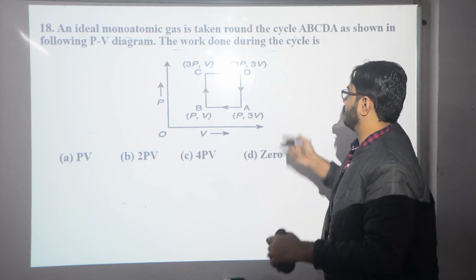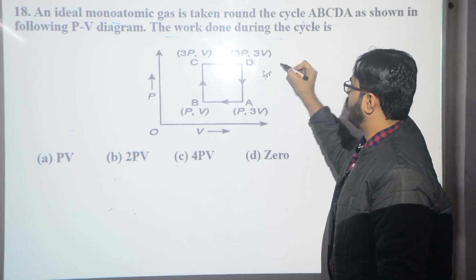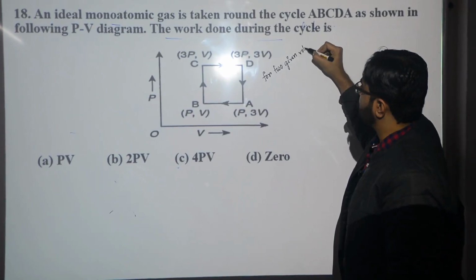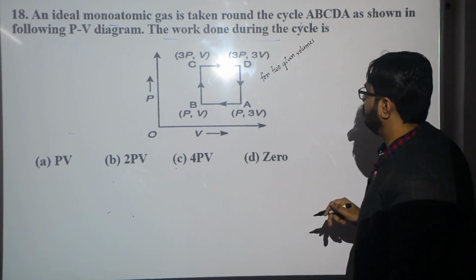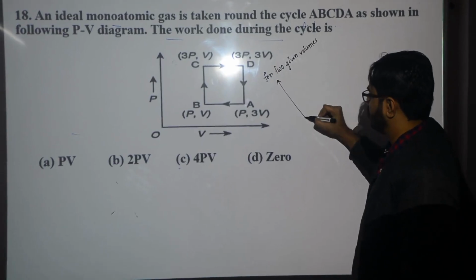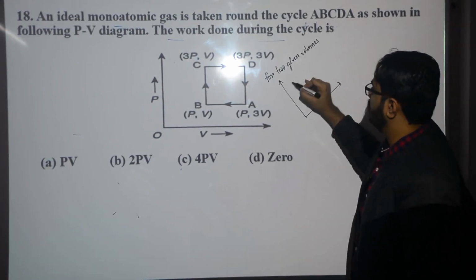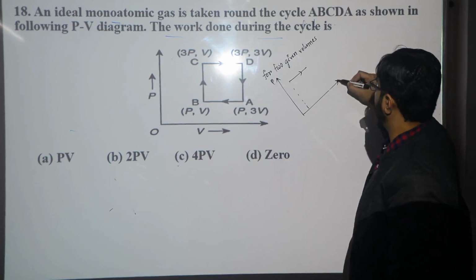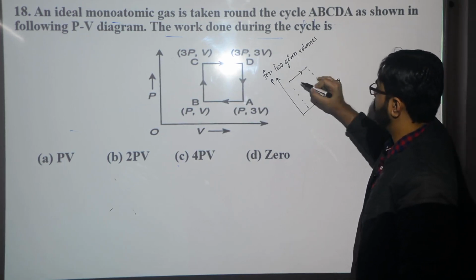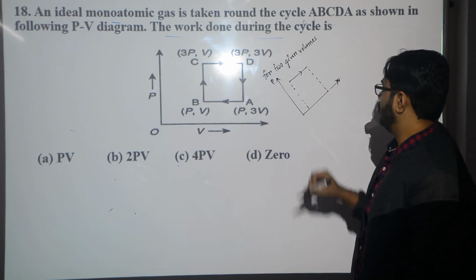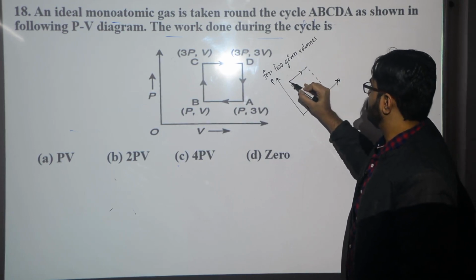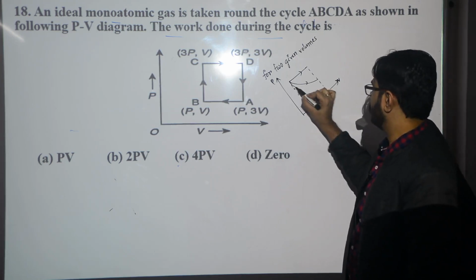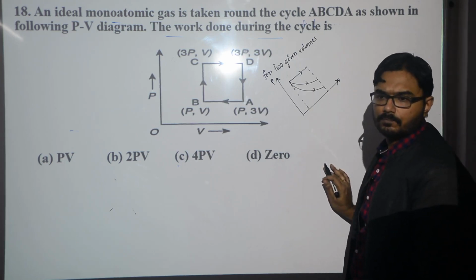Note that for two given volumes, this is isobaric work done. This is the PV diagram. This is isobaric work done. Okay. This is isothermal work done. And this is adiabatic work done.